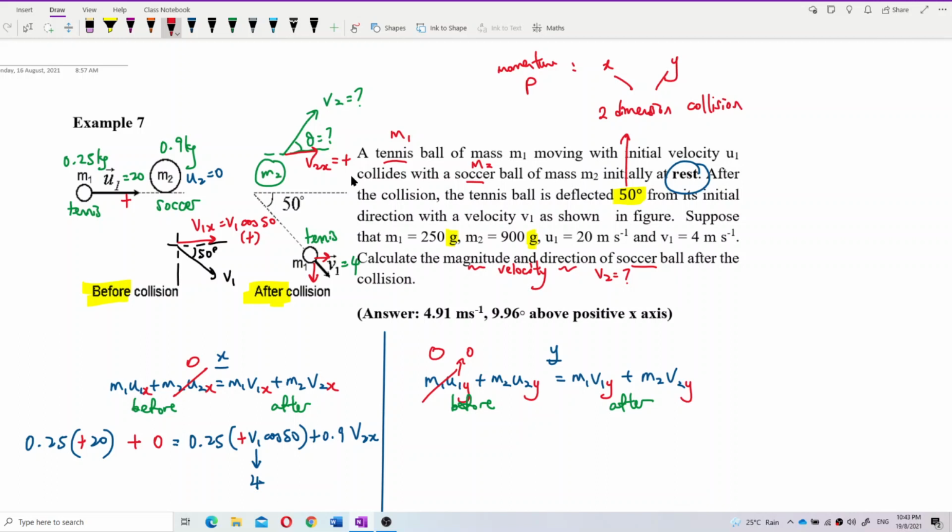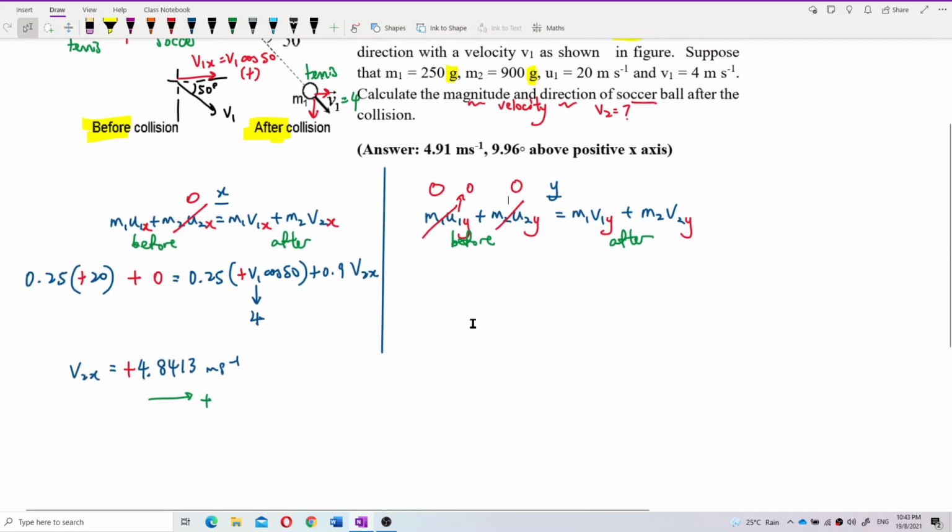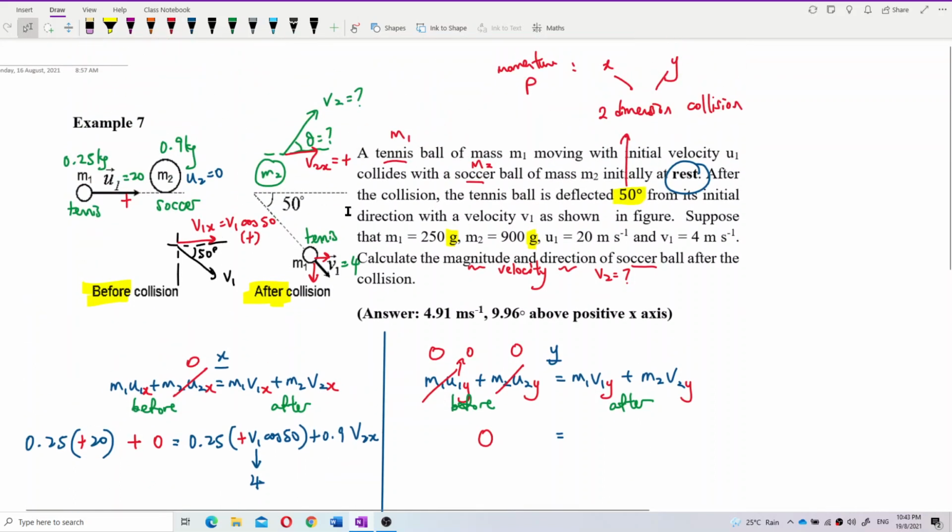Okay, the whole thing is 0. Multiply by 0. And then how about the mass 2 soccer ball? The initial velocity u2 is 0, so of course no x component, no y component. So this one is also 0. So what we can say is before collision it is 0, entirely 0. Now how about after collision?